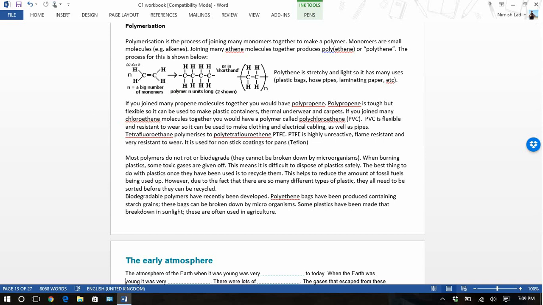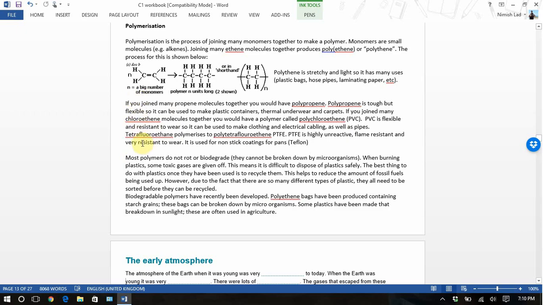Tetrafluoroethene polymerizes to polytetrafluoroethene, PTFE. It's really unreactive. It's flame resistant and resistant to wear. So that's what the non-stick coatings on pans are. In other words, Teflon. So you can see that each of these different polymers has a different use.